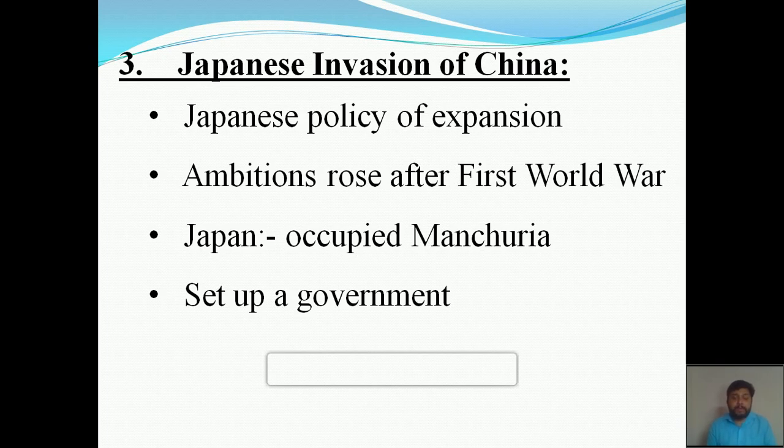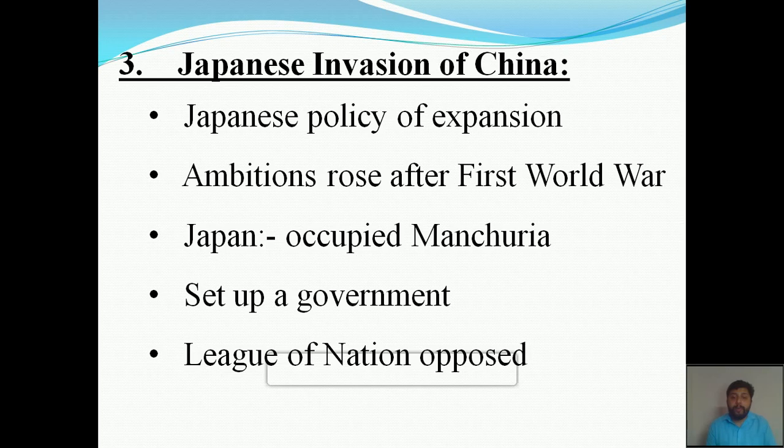So even though there were such measures to stop a Second World War, all those measures were not effective in the case of certain countries, and Japan was one among them. Japan occupied Manchuria to show her strength and power, and they set up a government at Manchuria. Of course, the League of Nations opposed the activities of Japan. But the League of Nations did not have enough power to stop the invasion or the growth of Japan.